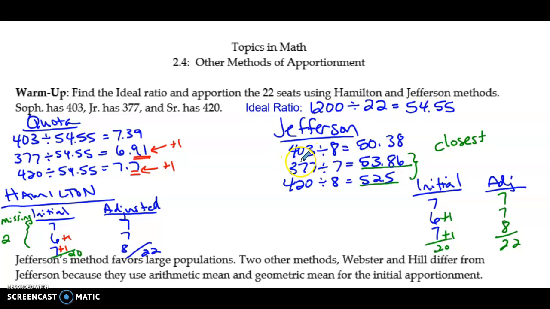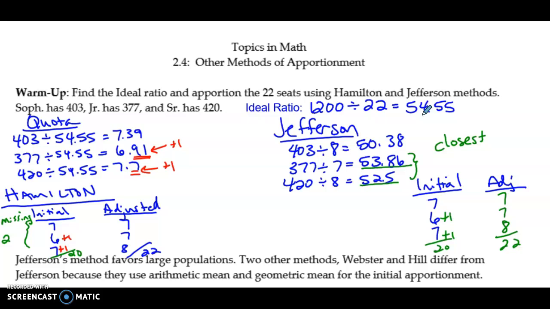what if we would give each of these classes an extra vote? So what if we took that sophomore population and divided it by 8 instead of 7? What if the junior class got 7 votes instead of 6? So we divided by 7, and the senior class by 8. And who was the closest to the ideal ratio? Again, since we have 2 votes to pass out, we get to pick 2 winners.